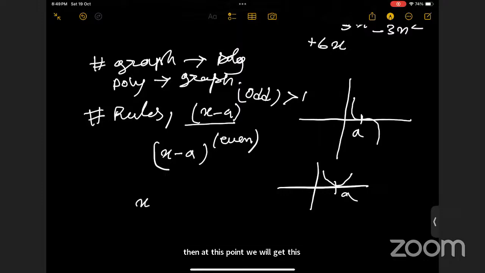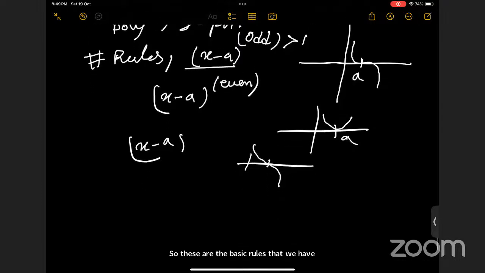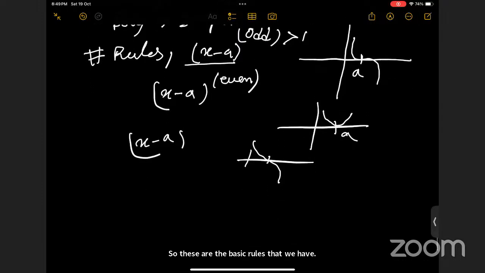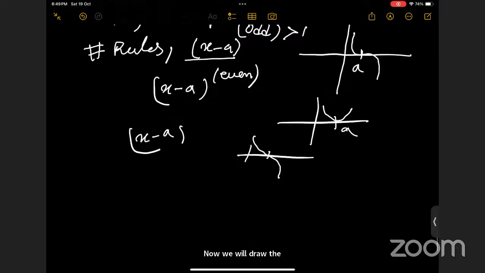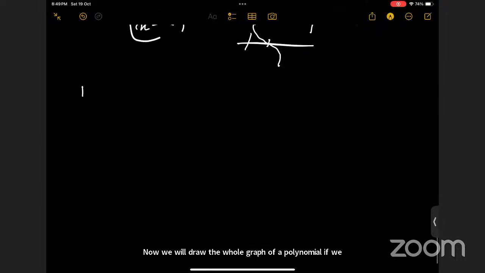And if we have a linear power, then it will just cross the point like that. Okay, so these are the basic rules that we have. Now we will draw the whole graph of a polynomial if we have the equation.